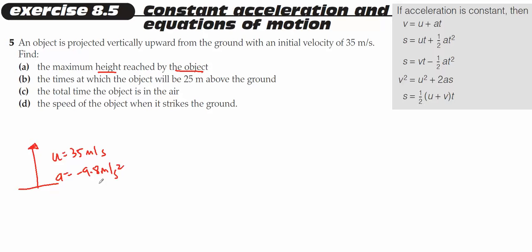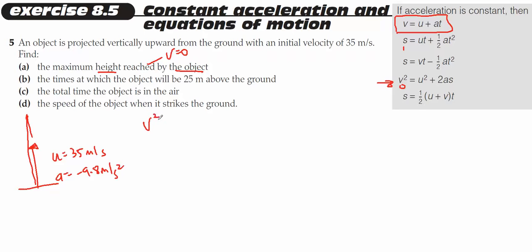Because the only acceleration is gravity, it's constant. The maximum height will be reached when the velocity equals 0, because that's when it gets to the top and it's about to come back down again. So I'll use this to find out the maximum height by finding out the time that it reaches the top. No, I'll use this because I know that v will be 0. I know what u is, and I know what the acceleration is.